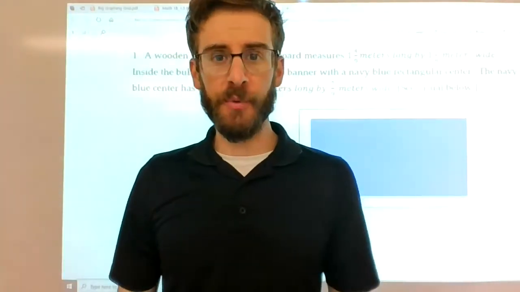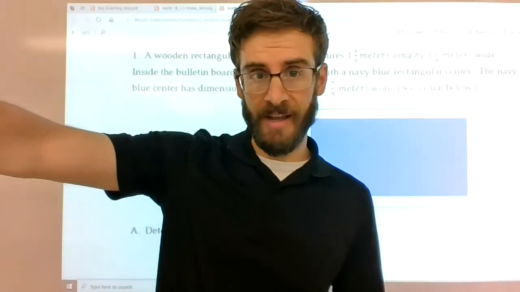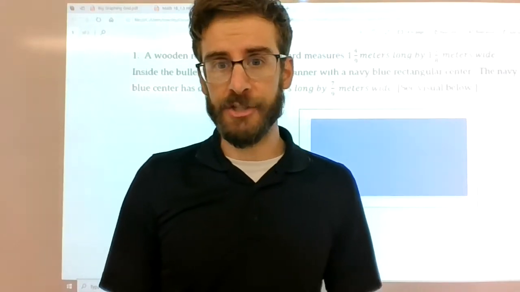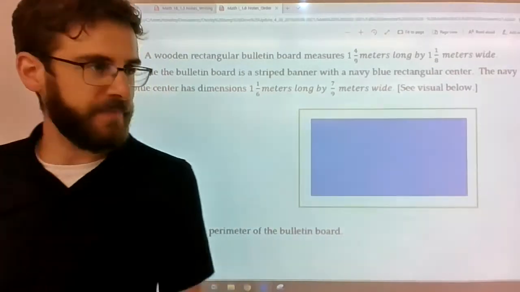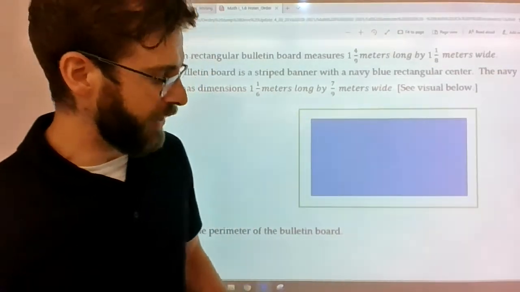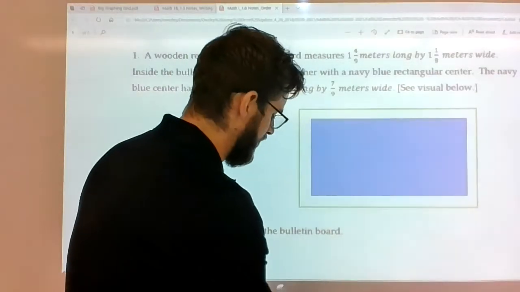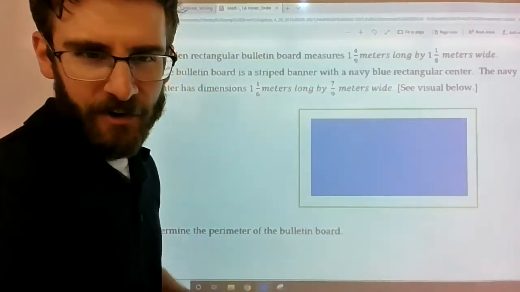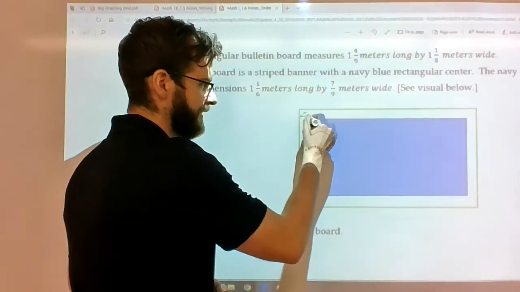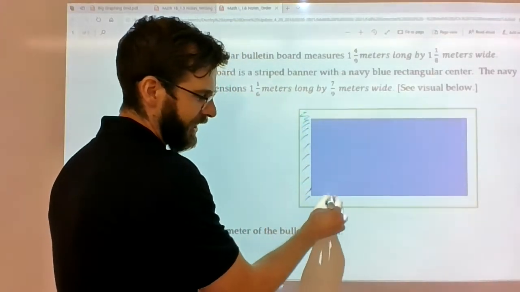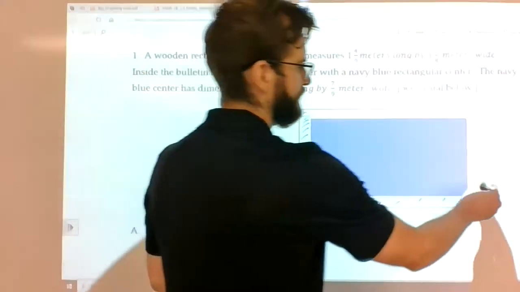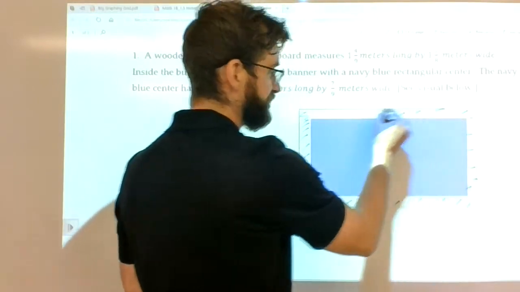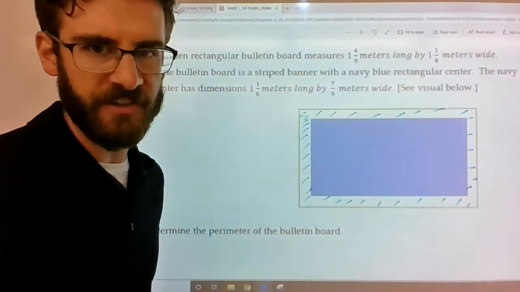So, the first one we're talking about is actually the bulletin board in my classroom over there. I tried to replicate it as best I could, and as you can see, it's not great, but there's a striped banner. I forgot to write that in here, but think about this as the striped banner, because it's going to be important for part B of this first example.